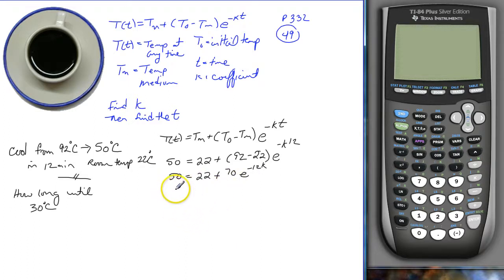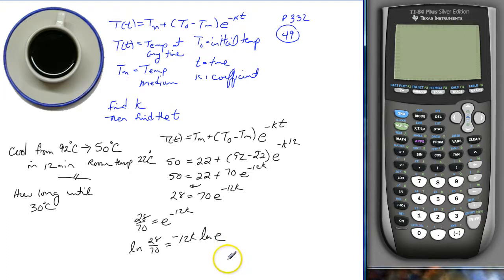So we have to move over the 22. So this is going to come over. So I got 28 equals 70 e to the negative 12k. We divide. So 28 over 70 equals e to the negative 12k. To get the variable down, we take the natural log. So it'll be ln of 28 over 70 equals negative 12k ln e. Now I'm ready to use a calculator.